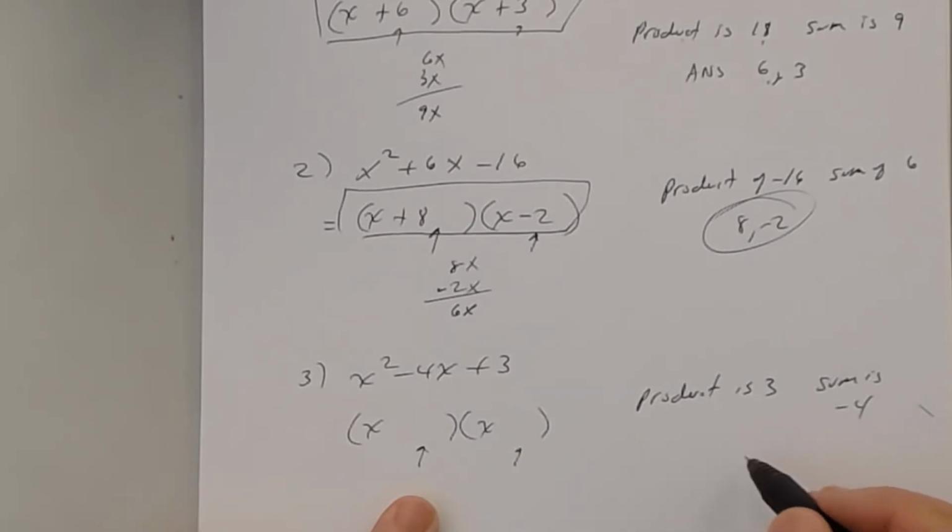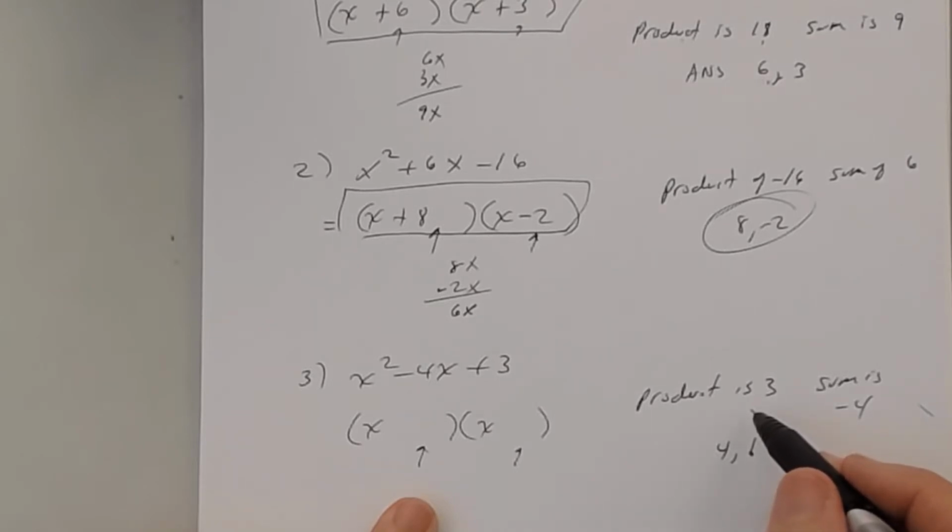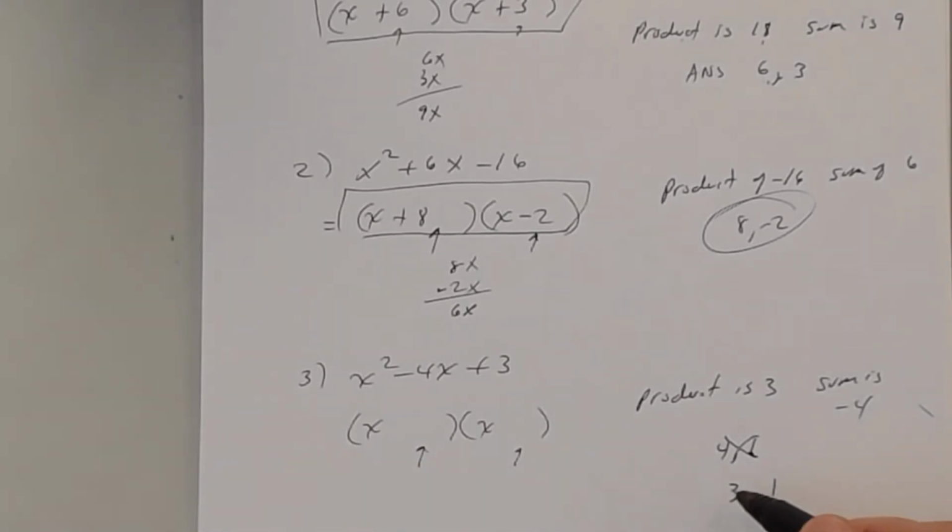Okay, he says 4 and 1, right? 4 times 1 is 4. So that's not true right away, because I want the product to be 3. It should be 3 and 1. Now let's check it. 3 times 1 is 3. So far I'm good, right? But what's 3 plus 1? 4. That's not what I wanted. I wanted negative 4.